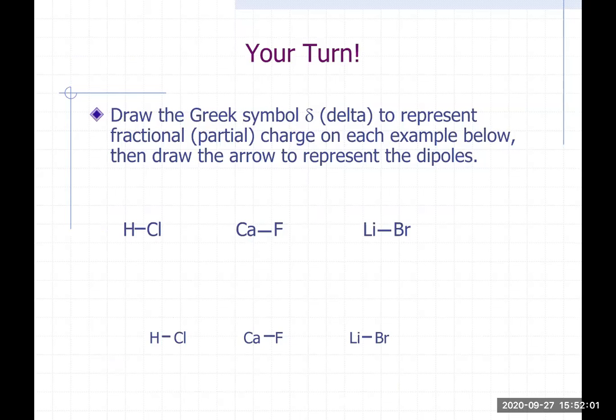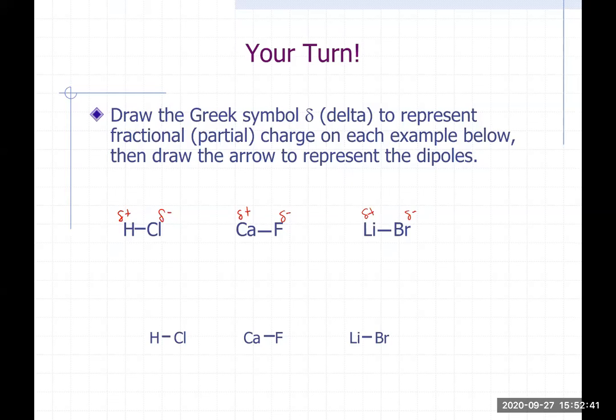So let's draw the Greek symbols. Let's go back a step and make this a little bit easy for a minute. Draw the delta symbols for the fractional charge. If we draw the delta symbols, hydrogen is delta plus, chlorine is more electronegative. It's further to the right on the periodic table, so it's delta minus. Calcium over there on the left side of the periodic table, delta plus. Fluorine on the right side, more electronegative, delta minus. Lithium on the left side, delta plus. Bromine on the right side, delta minus.